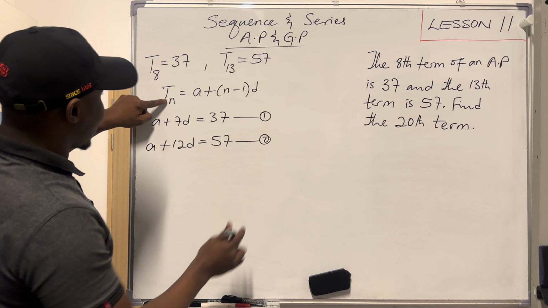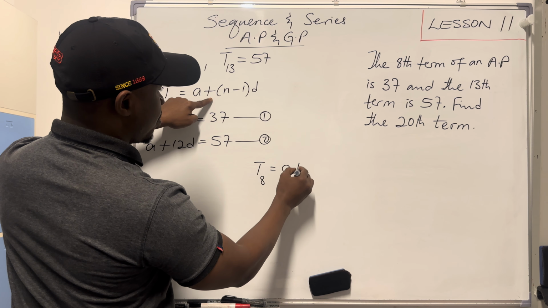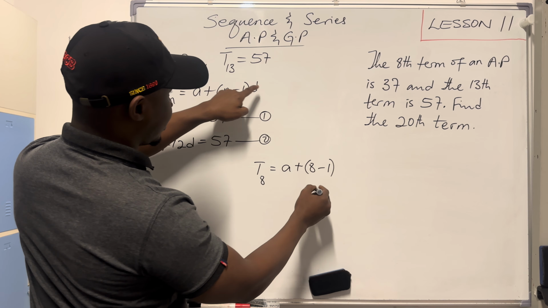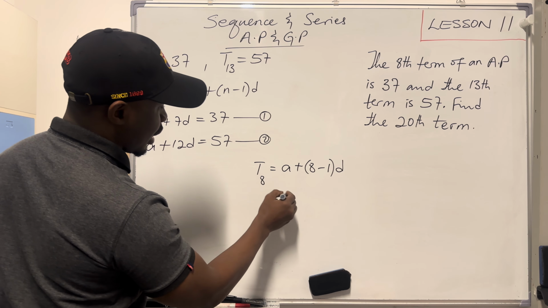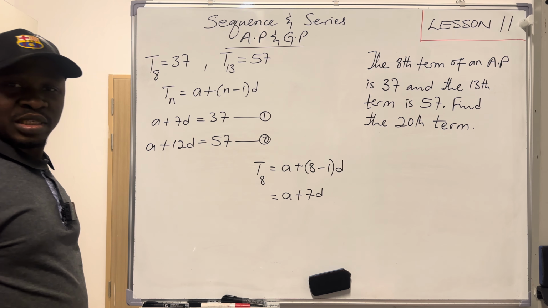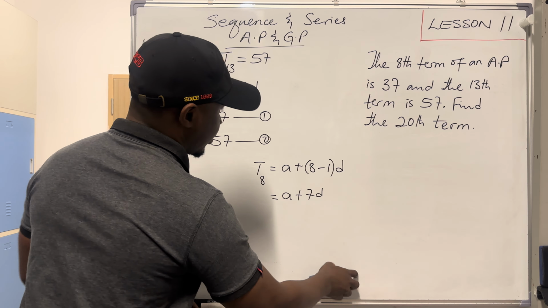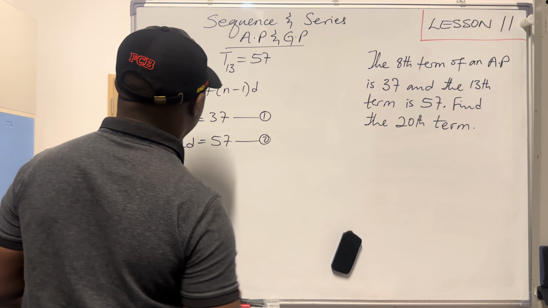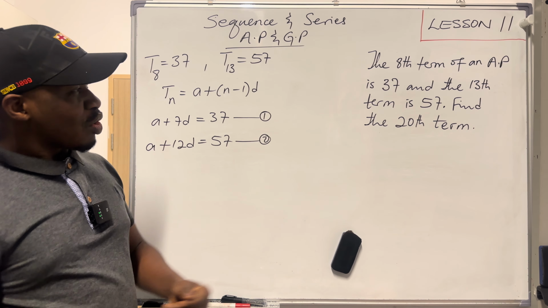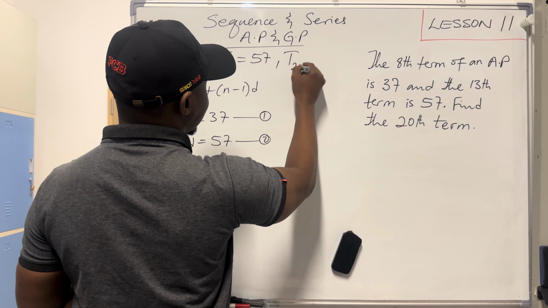But if you want to see how we achieve this using the formula, no problem. We want to find the eighth term, so you say T8 equals a plus n minus 1 times d, so a plus 8 minus 1, which is 7, times d. So it's just the same. But the question is not for all this. The question is to find the 20th term.